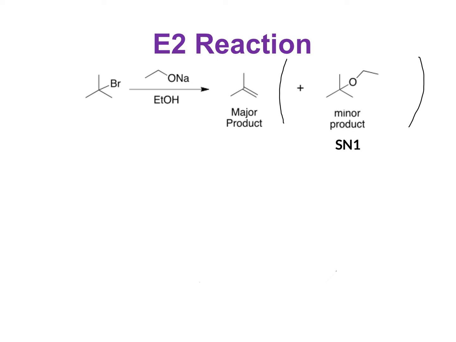Now, what's the mechanism of this? Basically what you're going to have is you're removing some stuff. If you look at the product, what's missing from the product that's shown in the starting material? Right? Obviously the Br. But what else is missing on the other carbon? Right? We're missing a hydrogen.